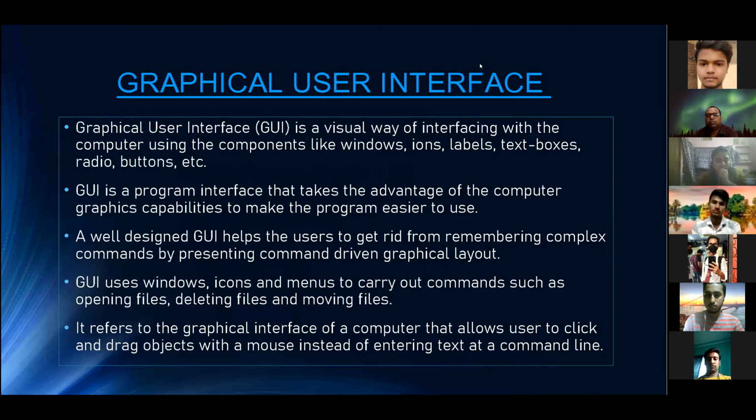What is GUI? A GUI allows users to interact with electronic devices like computers, handheld devices, household devices, etc. GUI is simpler and easier to use. It makes programmer development faster. GUI uses windows, icons, and menus to carry out commands such as opening a file. It refers to the graphical interface of a computer that allows users to click and drag objects with a mouse instead of entering text at the command line.